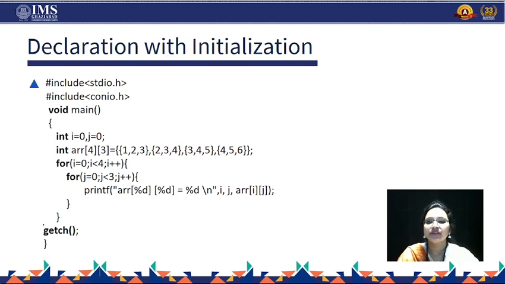Let's understand with an example how to declare with initialization. So I have used here 2 header files. First is stdio.h and second is conio.h. And after that I have used the main function. In the main function I have written 2 variables, i and j, for looping.